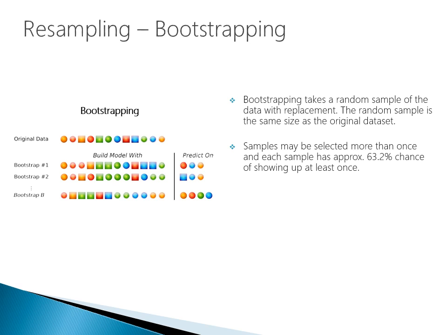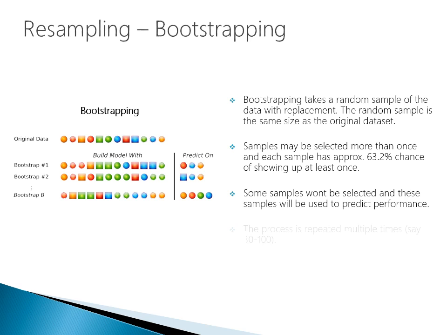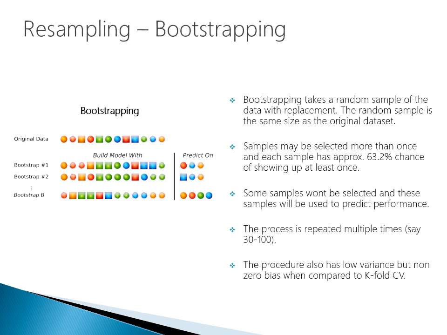Now what's interesting is that samples may be selected more than once, and each sample has an approximate 63.2% chance of showing up at least once. Some samples won't be selected, and these samples will be used to predict performance. The process is then repeated multiple times, let's say somewhere between 30 and 100 times. And what's nice is the procedure has a low variance but non-zero bias when compared to k-fold cross-validation.